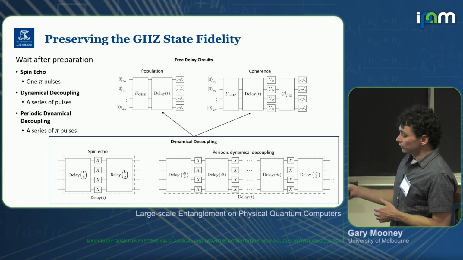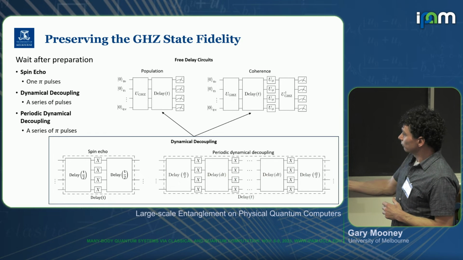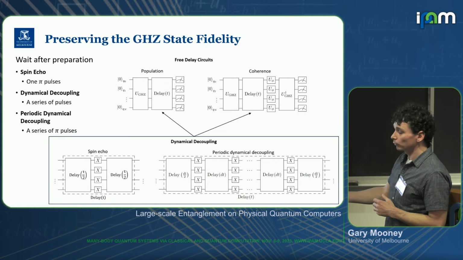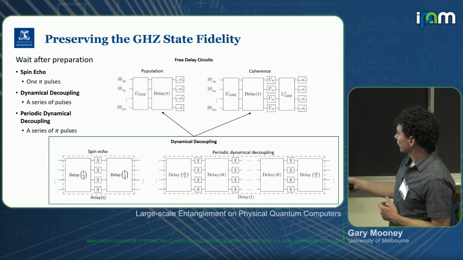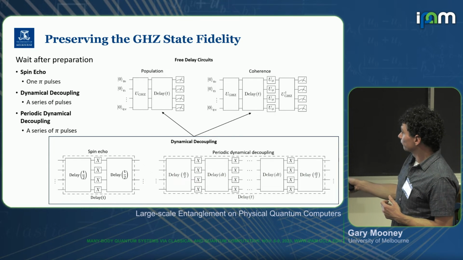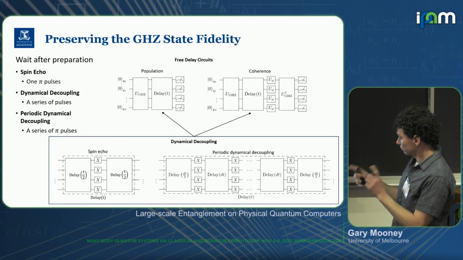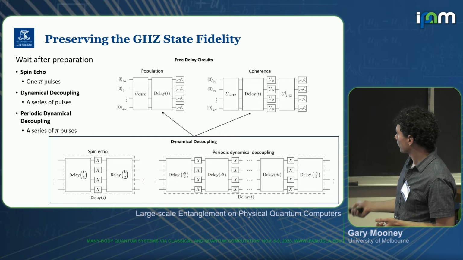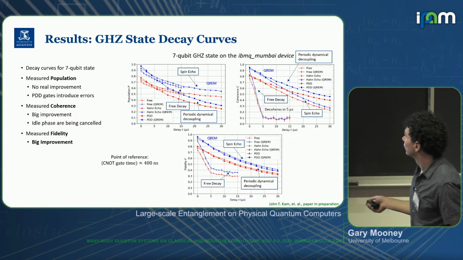And then you can use a method called dynamical decoupling, and we're using two methods here. So this is a spin echo, which is essentially what we were doing already, but now we've got these delays before and after. And then you've got periodic dynamical decoupling, which is where we apply a series of these corrections. And so we'll have a look at how that works in this device.